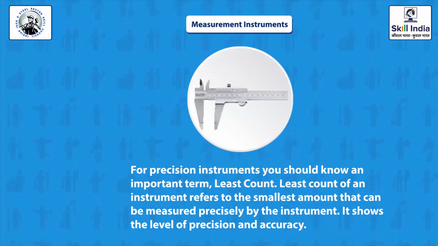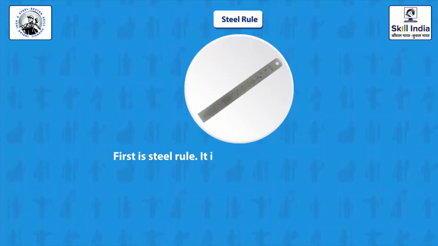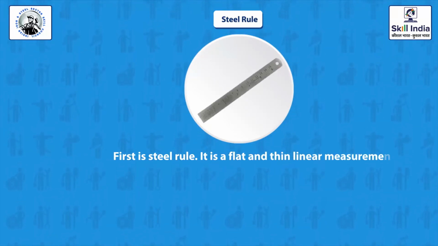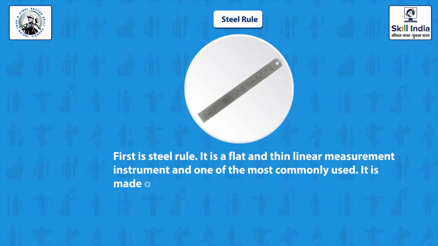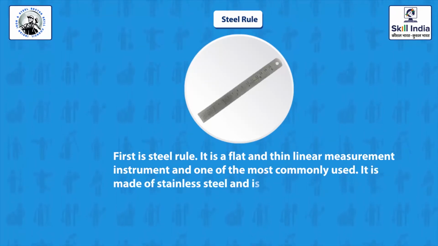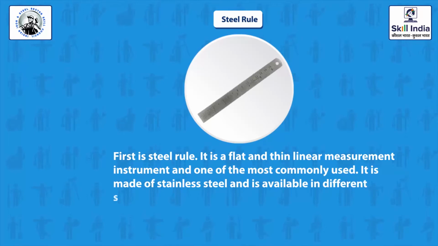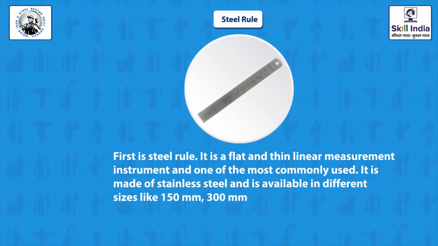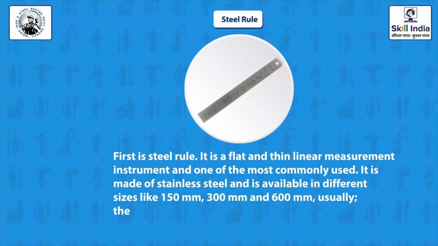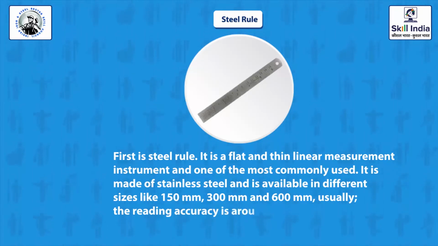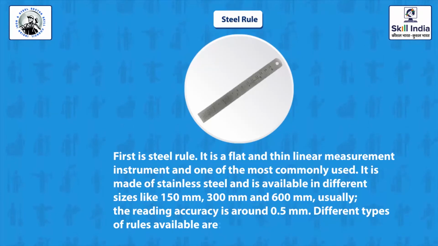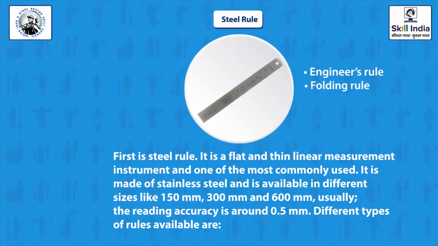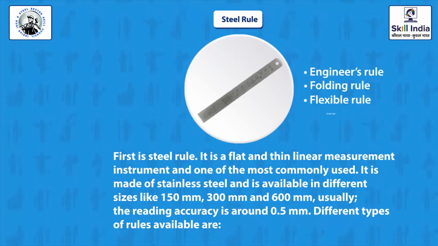Now let us explore different measuring instruments. First is the steel rule. It is a flat and thin linear measurement instrument and one of the most commonly used. It is made of stainless steel and is available in different sizes like 150 mm, 300 mm and 600 mm. Usually the reading accuracy is around 0.5 mm. Different types of rules available are engineer's rule, folding rule, flexible rule, hook rule.